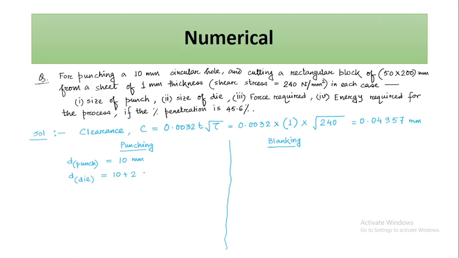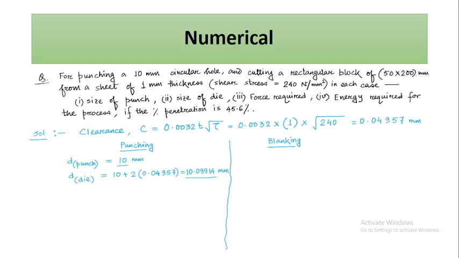So we can write that the punch size is 10 mm plus 2 into the radial clearance, which is 0.04957. So we will get the size of the die, that is 10.09914 mm. This is the size of the die, and this is the size of the punch.